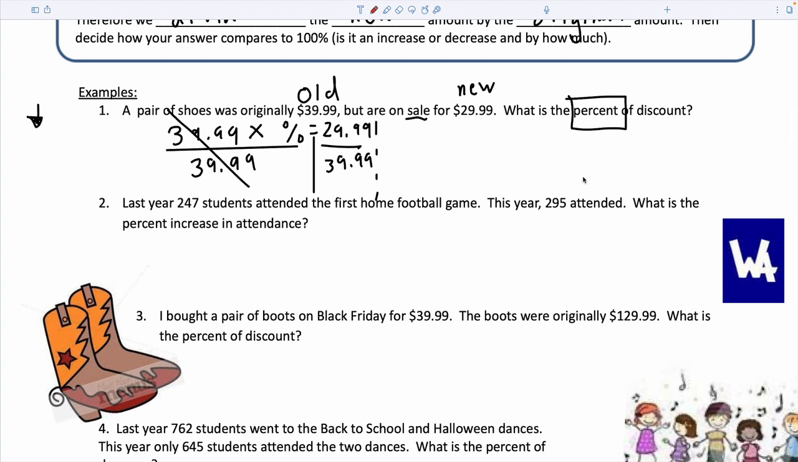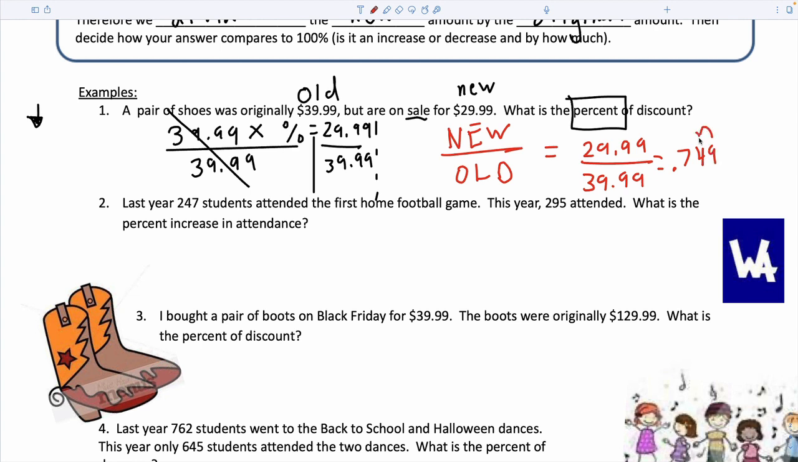Whenever you see the word percent, and that's what you're trying to find, you're going to take the new and divide it by the old. Take your new price, $29.99, and divide it by the old, $39.99. Plug it into your calculator. What do you get? Chad? I got 0.749. We're going to round to the nearest hundredth. 0.749 would round up. Since the 9 is 5 or more, let the 4 soar. And this would be 75%.